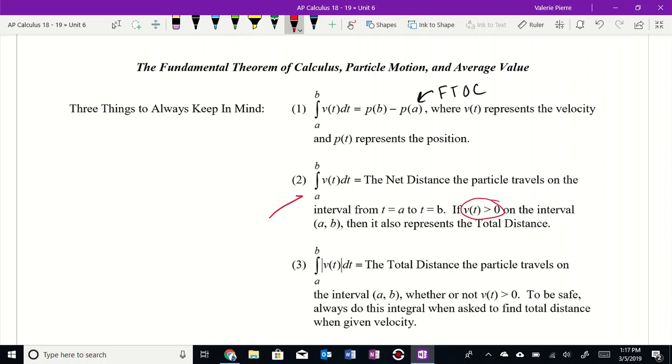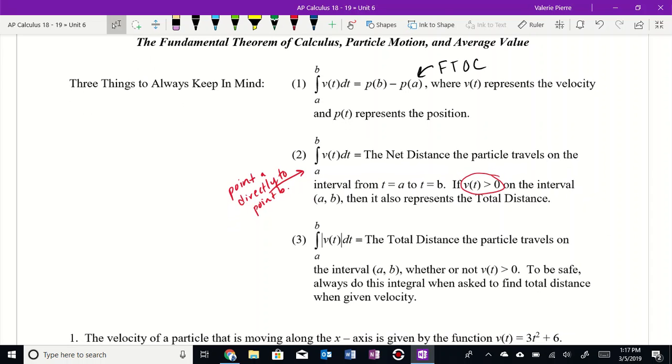So this is basically saying net distance, which means point A directly to point B, right? It's a straight shot from point A to point B. That's what net distance is calculating.